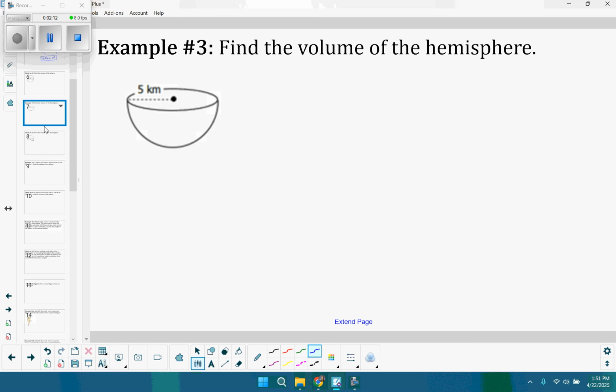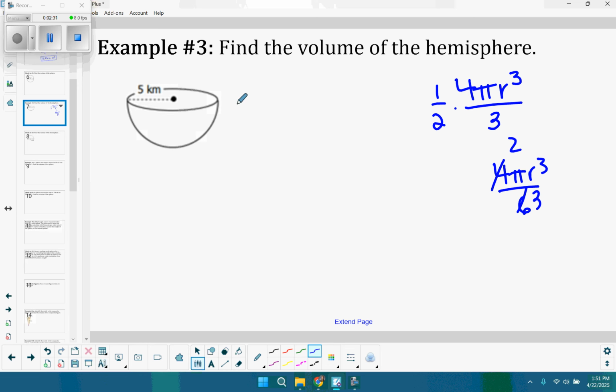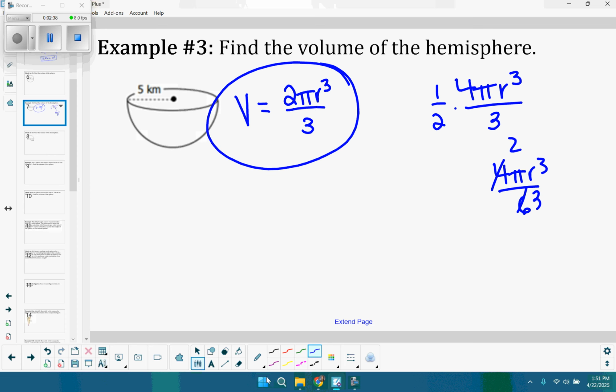This shape, which is half of a sphere, is a hemisphere. So if I took the formula for volume of a sphere and took half of it, the bottom is really now going to be 6, and 4 over 6 can reduce to 2 over 3. So I'm just going to tell you we're going to use the volume of a hemisphere is 2 pi r cubed over 3. That's what we're going to use to find our volume. I see I have a radius of 5, so we're going to have 2 pi times 5 cubed over 3.